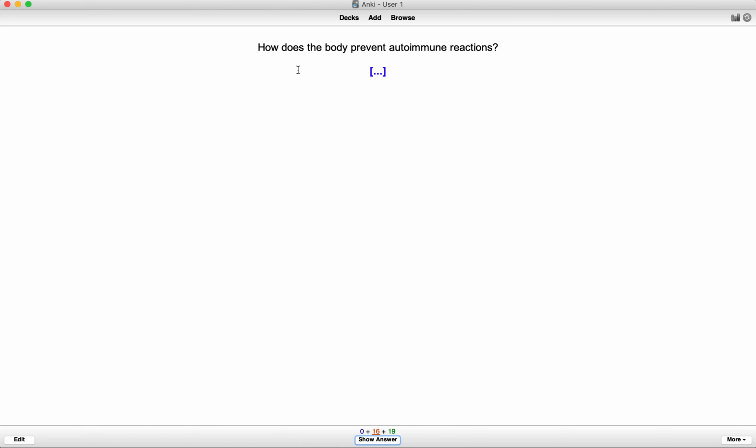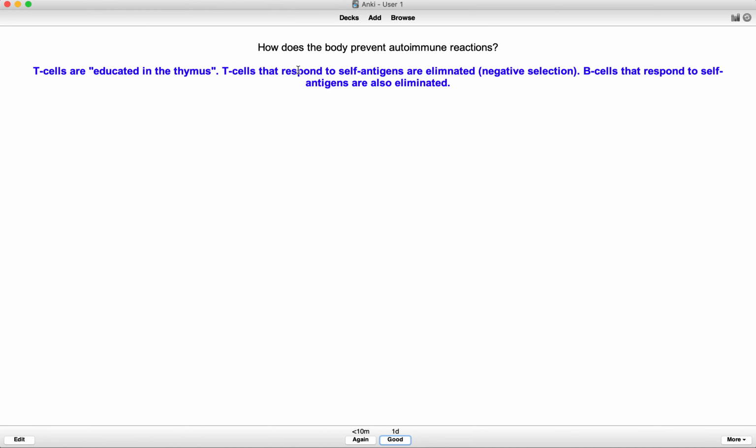How does the body prevent autoimmune reactions? The T cells become educated in the thymus, quote unquote, in that T cells that recognize self-antigens and B cells that recognize self-antigens are destroyed by apoptosis in negative selection.